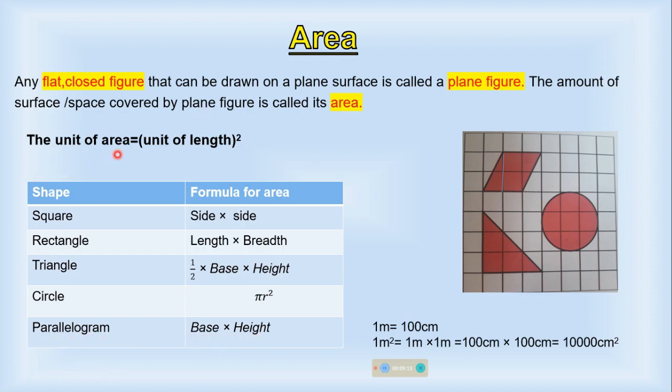The unit of area is the unit of length multiplied by the unit of length. So it is the square of the unit of length. The SI unit of length is meter. So the SI unit of area is meter square. We must be very careful when converting the units of area. For example, 1 meter is equal to 100 centimeter, and 1 meter square is equal to 100 centimeter multiplied by 100 centimeter, which is equal to 10 to the power 4 centimeter square.